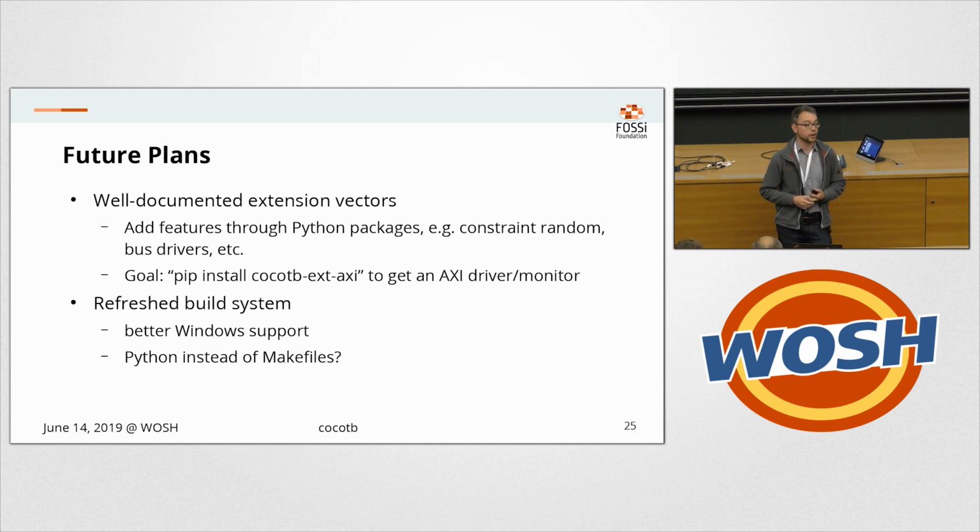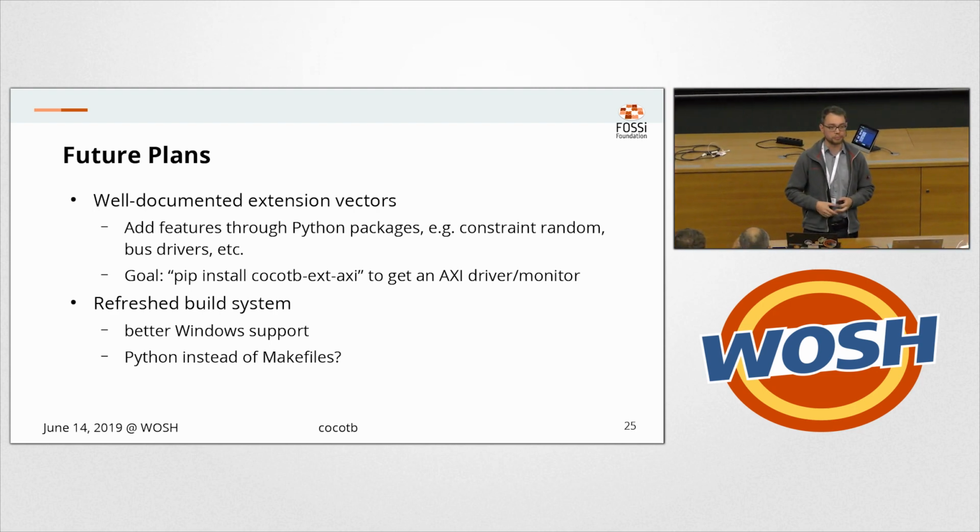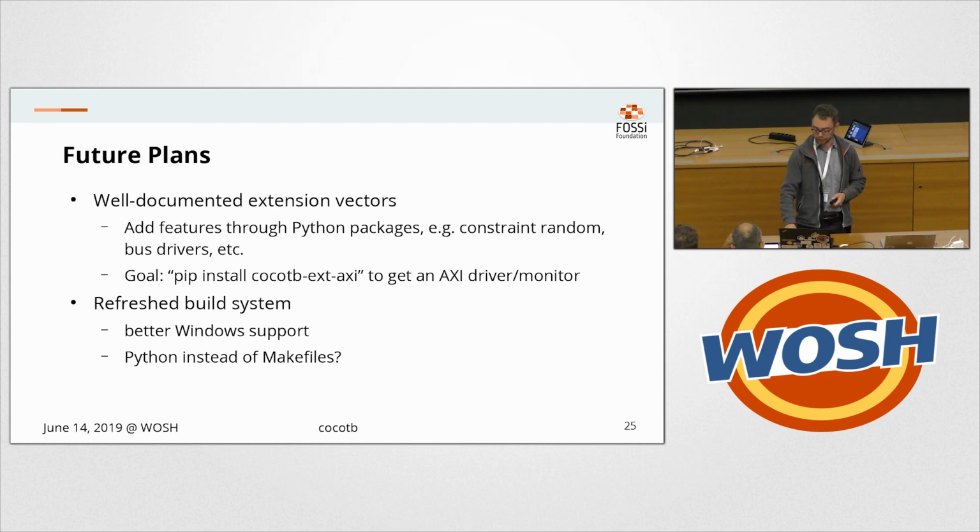And we need better build system support. The makefiles that we have today are working very well on Linux and Mac-based operating systems. They're not that great on Windows, and we have a lot of people that actually want to use Cocotb and simulators on Windows. So there we're looking for a better alternative. It turns out most of the alternatives are not actually that compelling. So if you have input in that kind of domain, that would be fantastic to have.